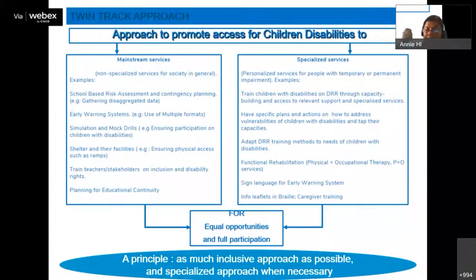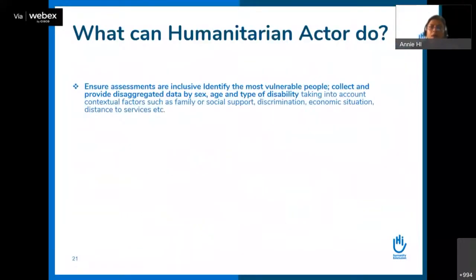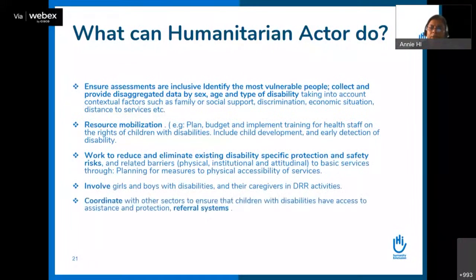We can think of sign languages when we set up an early warning system. For example, during COVID in Odisha, all TV announcements that were made had a sign language interpreter conveying the messages, the early warnings. So we had the sign language interpreter, information leaflets in Braille, and most important is working with a caregiver of the person with disability. We just went very quickly over the possible things that we can do.